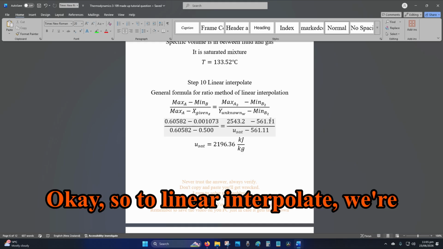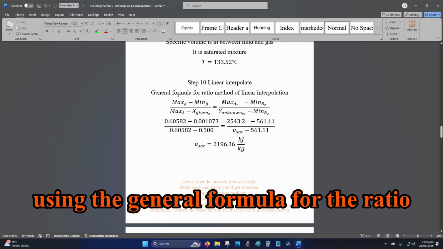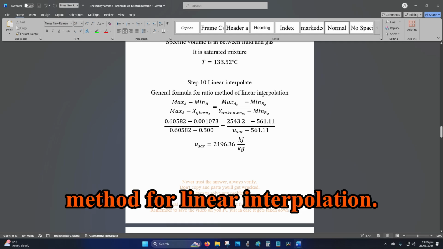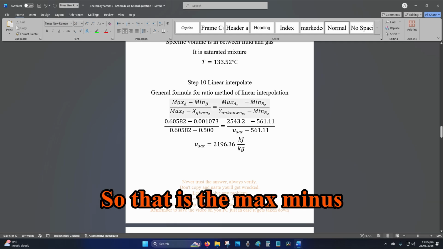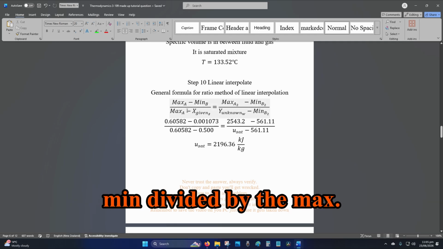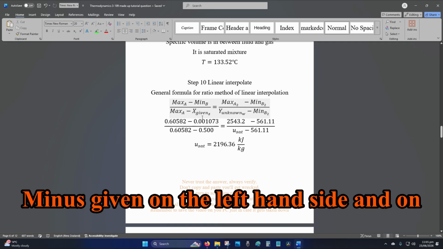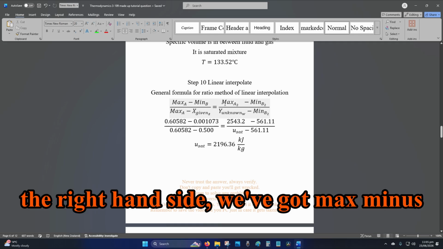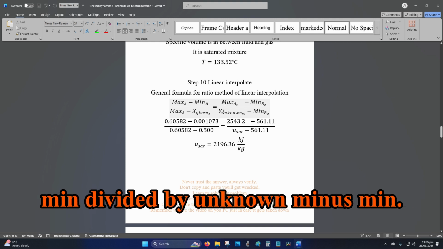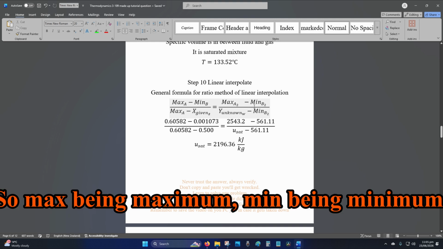Okay, so to linear interpolate, we're using the general formula for the ratio method for linear interpolation. So that is the max minus min divided by max minus given on the left hand side, and on the right hand side we've got max minus min divided by unknown minus min. So max being maximum, min being minimum.